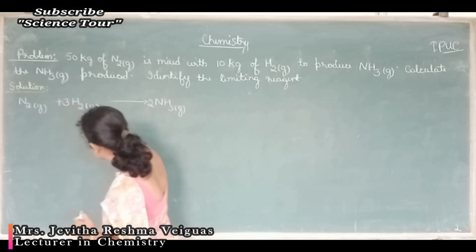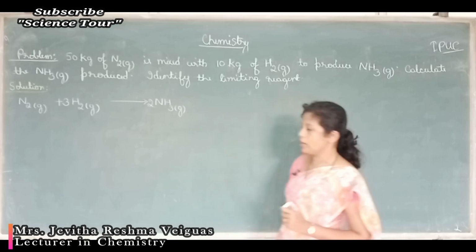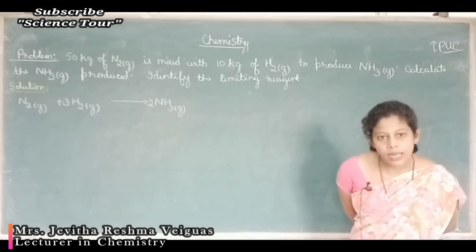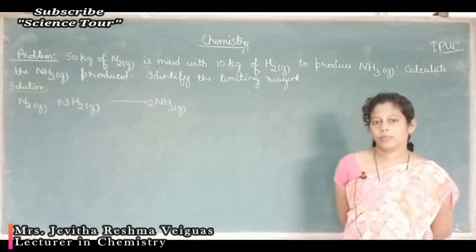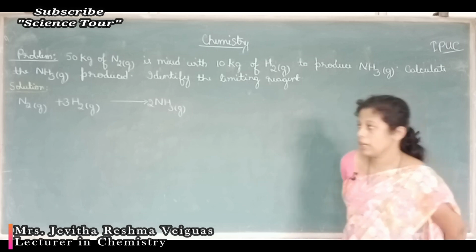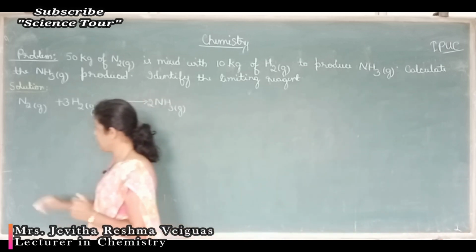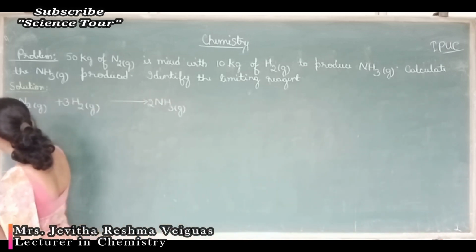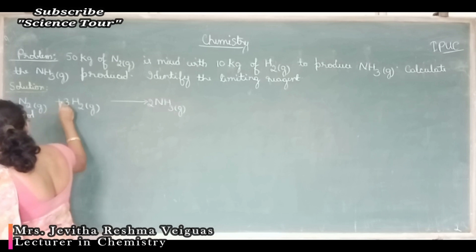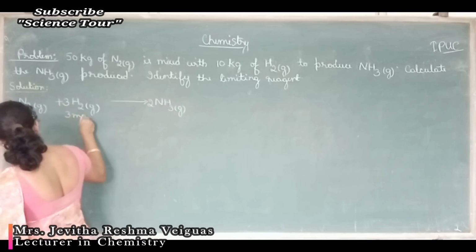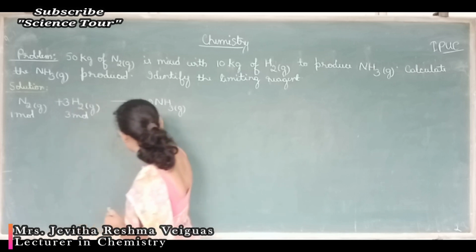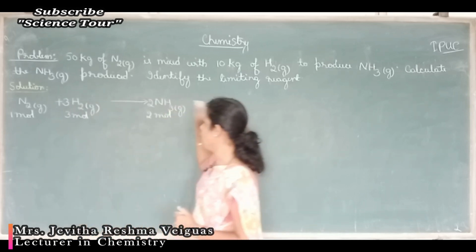Totally 6 hydrogen on the left, 6 hydrogen on the right. So this is our balanced chemical equation. Now according to the balanced chemical equation, what we can say is 1 mole of nitrogen reacts with 3 moles of hydrogen to produce 2 moles of ammonia.